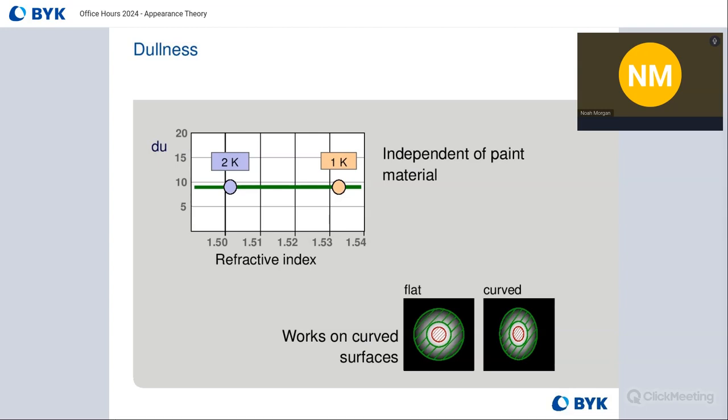Other advantages is that you can measure the dullness on a curved surface. So typically gloss is not recommended for curved surfaces because you have this light scattering effect that doesn't make it back to the sensor. So it's not giving you a true value of what that gloss actually is. But in this case, the WaveScan is able to measure dullness over those curved surfaces.